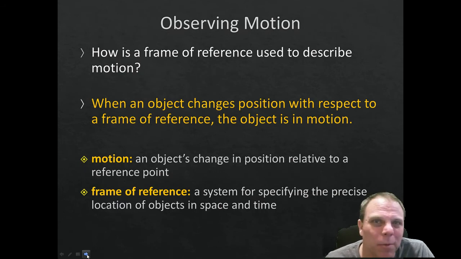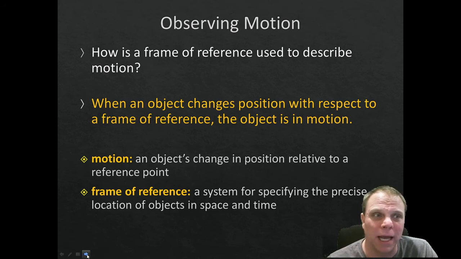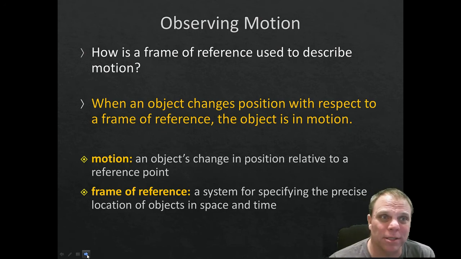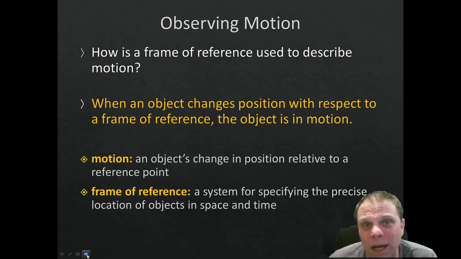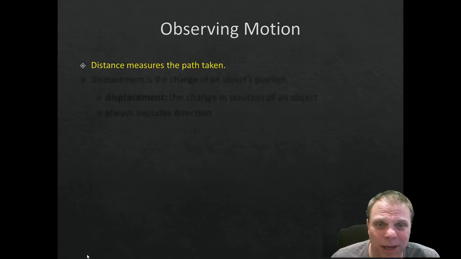So, what do we mean when we're talking about observing motion? Well, when we talk about observing motion, we have to understand frame of reference. Every time we see something moving, it's really just something that is changing position with reference to some other object. And so we want to talk about that other object, the frame of reference. So motion is an object's change in position relative to a reference point, and frame of reference is a system for specifying the precise locations of objects in space and time. Now, it sounds kind of complicated, but it's really not. When you see some of our examples here, you're going to be like, oh, yeah, that makes sense.